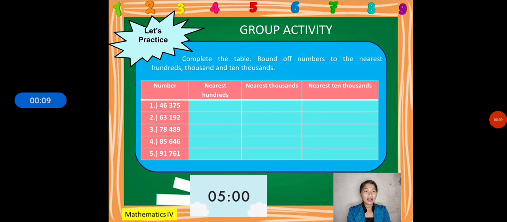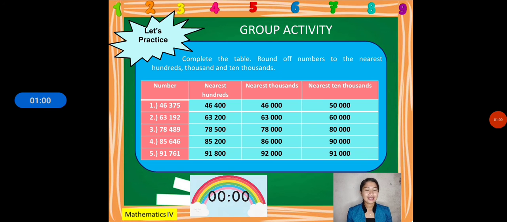Now you have a group activity. I will divide you into 4 groups. Each group will be given an answer sheet. You need to complete the table in 5 minutes. Round off numbers to the nearest hundreds, thousands, and 10,000s. After that, we will check your activity if it is correct. Let's start now.